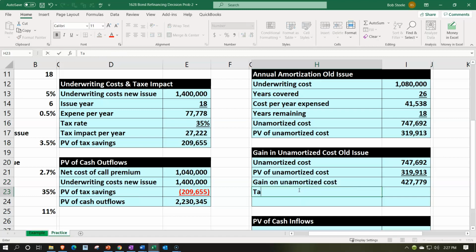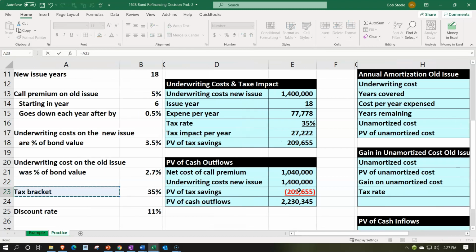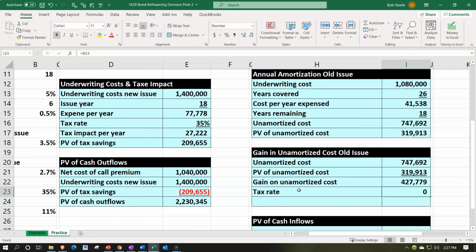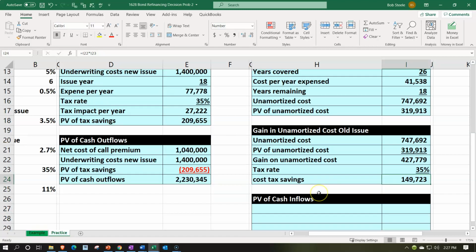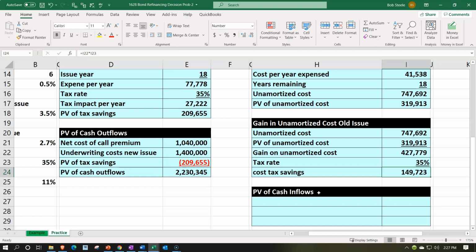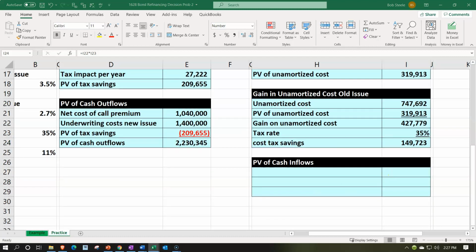And then we'll apply our tax rate to that. Tax rate is going to be equal to the 35%, making that a percent with the numbers group, and font group underline. That's going to give us our cost tax savings, which will be equal to that 427,779 times the 35%. And so there we have the 149,723.